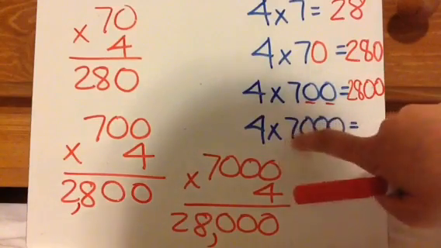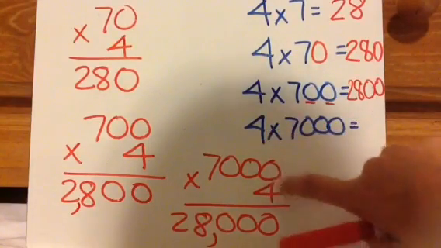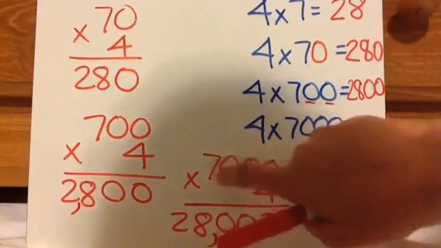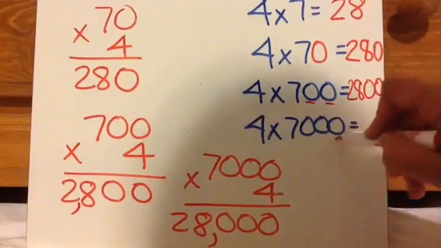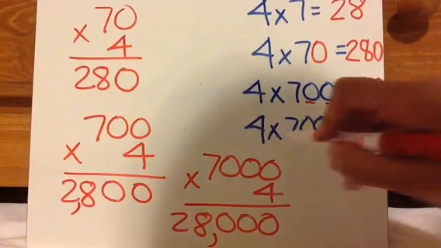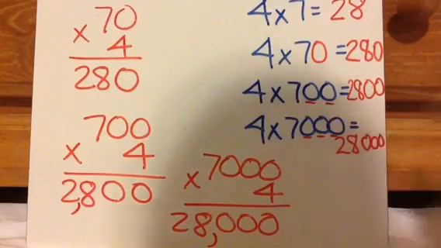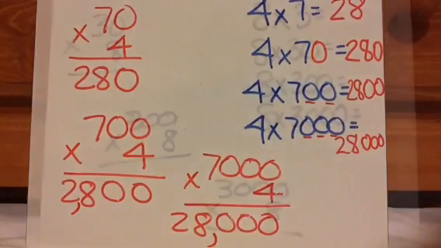So same thing here, 7,000 times 4, you would do 4 times 0, 4 times 0, 4 times 0, which is 0, 0, 0, and then 4 times 7 is 28. So why not just look at it sideways and be like, well, there's 3 zeros in the question, so there's going to be 3 zeros in my answer.